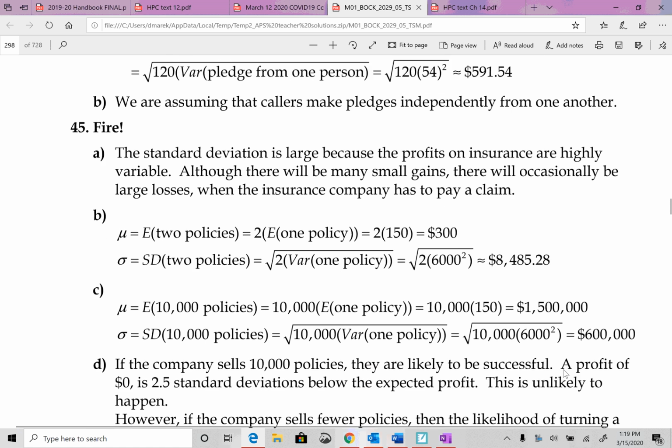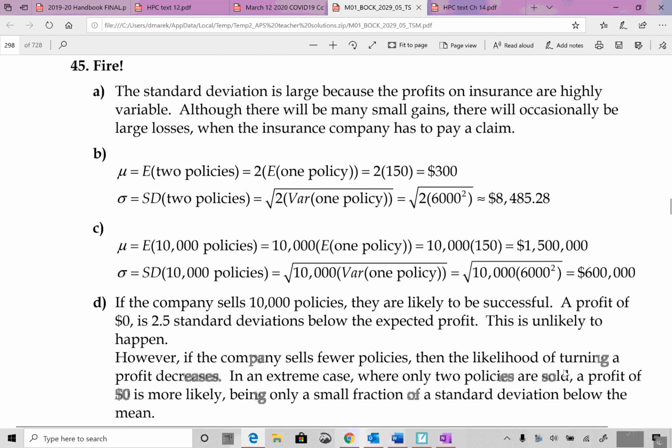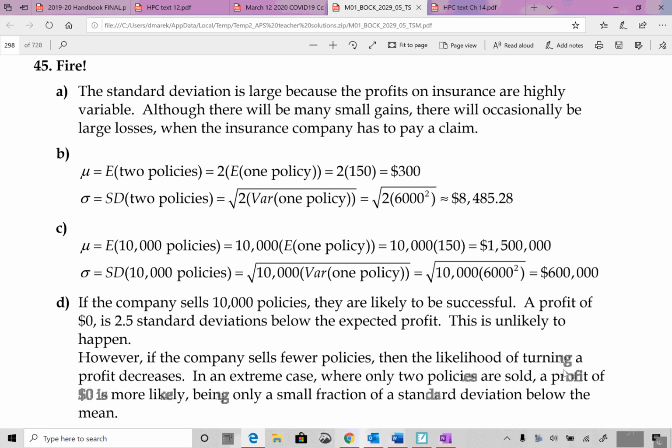And finally, for number 45, the standard deviation is large because, yeah, there's a whole bunch of policies, hopefully, where they make small gains. There are going to be a few where they've got to pay out a large amount, so it's a large loss. So yes, it's a big swing. The average from one to the next can vary greatly.